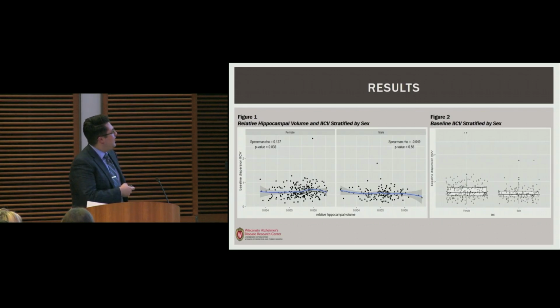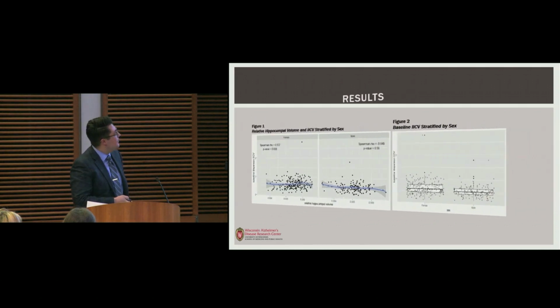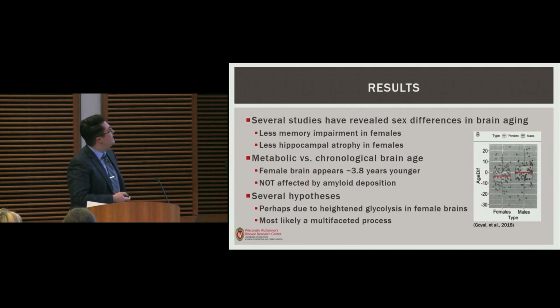We then analyzed the relationship between relative hippocampal volume and baseline dispersion IICV. We saw a very weak positive correlation in females, but we did not see a significant correlation in males. This other figure here is just a box plot of the difference that I described earlier. So why are we seeing these results?